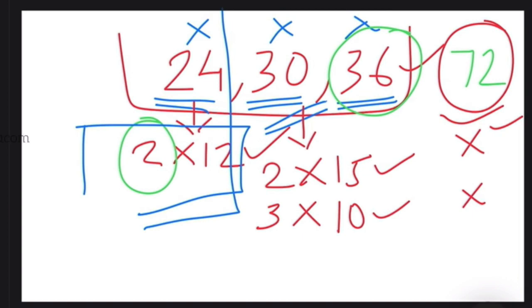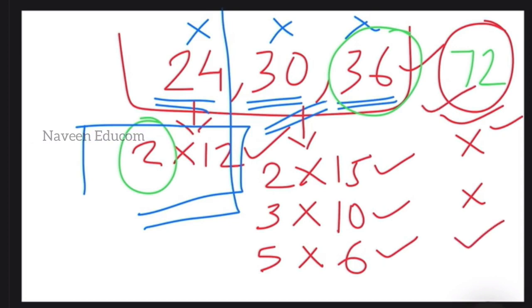So after 3 into 10 for 30, what's the next multiple? We can write 5 into 6. 5 into 6 is 30. So now let us look into 72 and 6. Yes, they are factors, they are multiples. So we can select this one. So what's the next step?